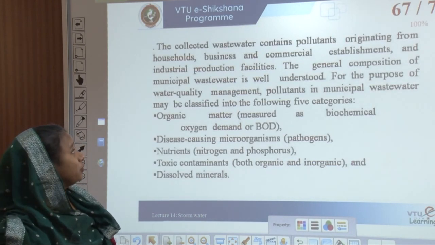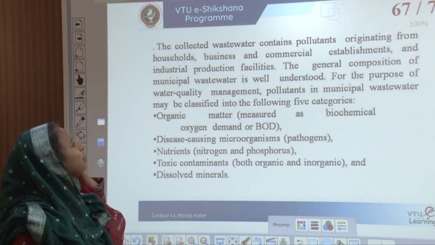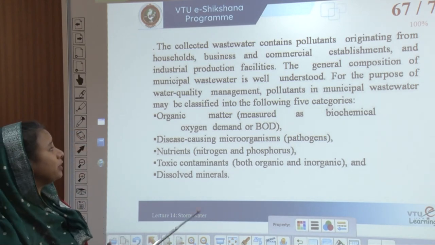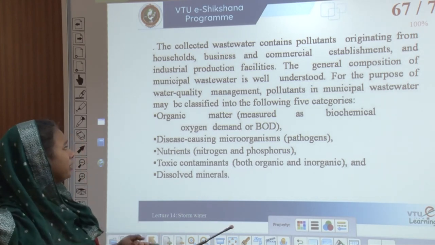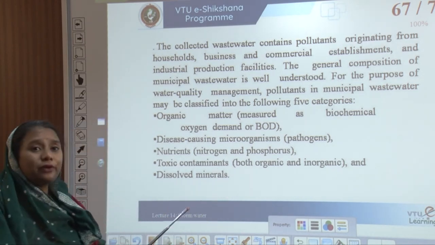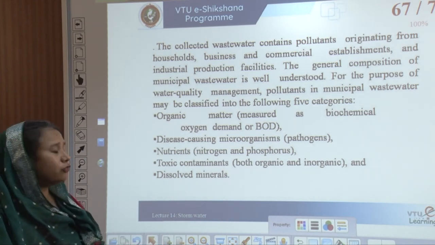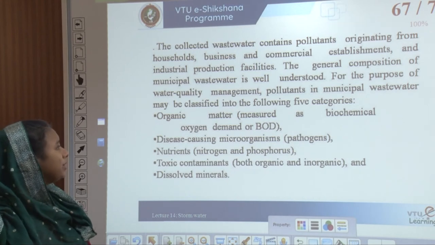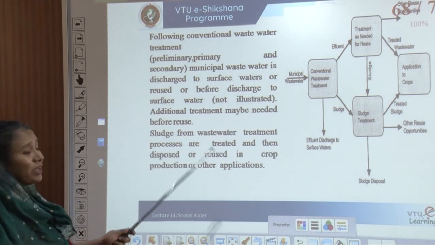Now, all the collected wastewater contains pollutants, which could originate from any household, business and commercial establishments as well as industries, and would have a general composition of municipal wastewater, including biochemical oxygen demand, which covers 5 categories. One is organic matter, which is also known as BOD, disease causing microorganisms, nutrients which could be nitrogen and phosphorus, toxic contaminants as well as dissolved minerals. So, all of these are prevalent in our stormwater. So, there are various ways in which we treat the water.